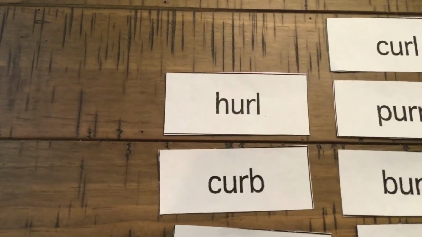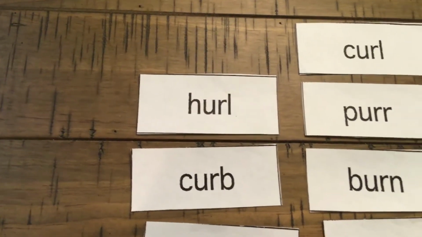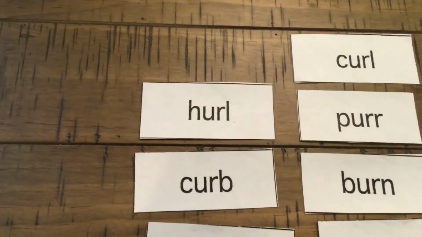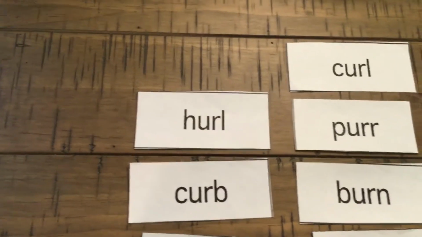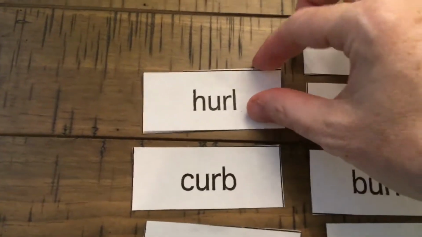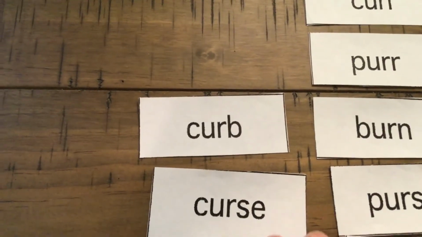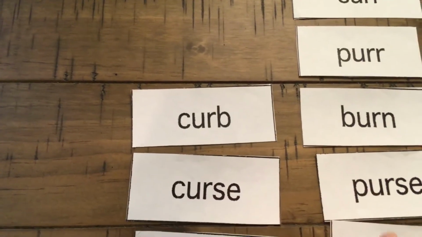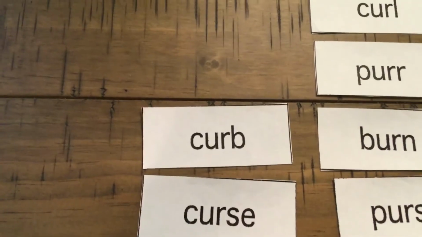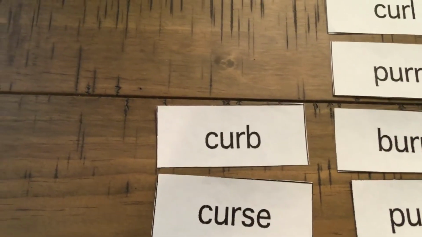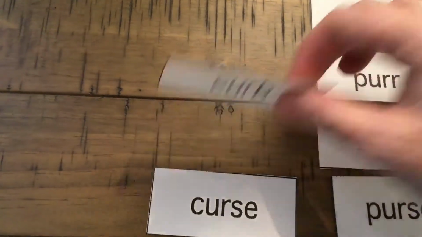Coming down. Hurl. I only see the U with the R. That's the only vowel, and it's saying U-R. Curb. Again, I'm only seeing the U with the R, and it's saying So this is U-R group.